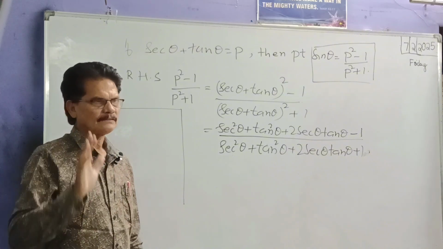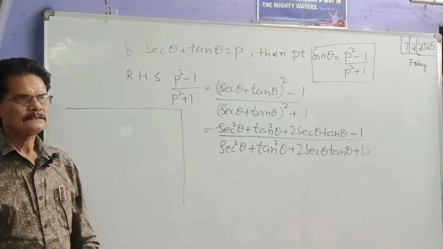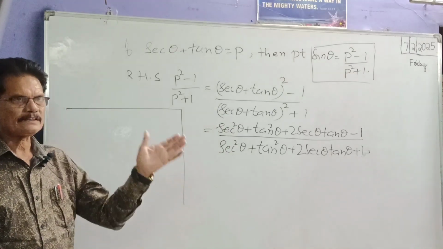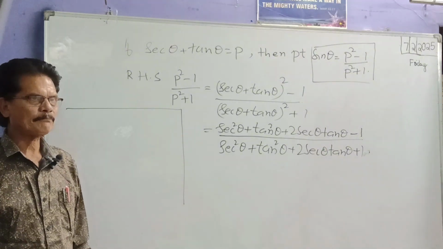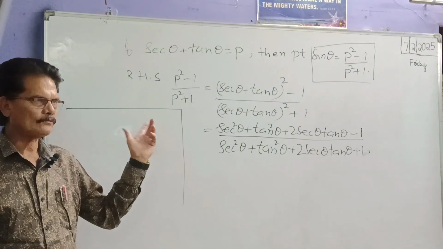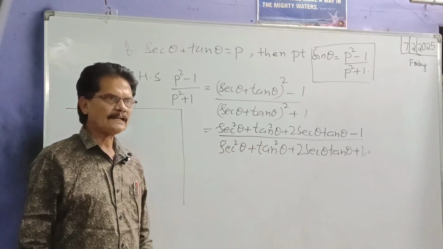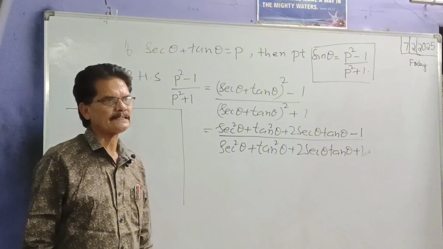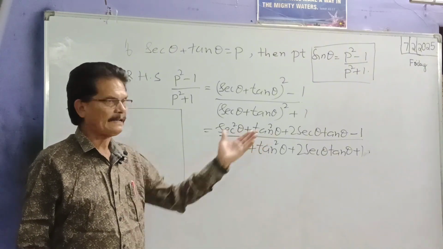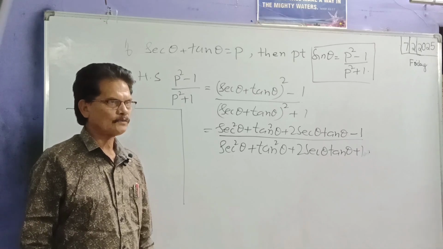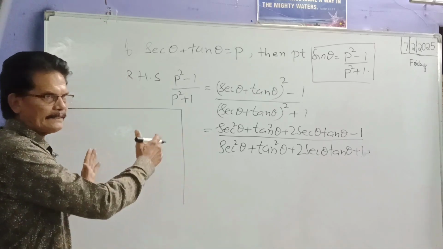So I told you 3 identities. The first one was sin square plus cos square is 1. Shall I use that here? Will it be applicable? It cannot be applicable, because we don't have any sin and cos. Shall I use sec square minus tan square? Yes, because we are having sec squares and tan squares over there. So the second identity is applicable. Shall I write that identity?